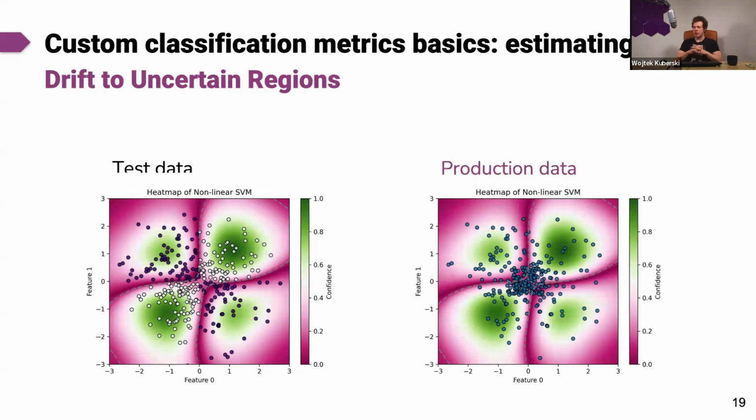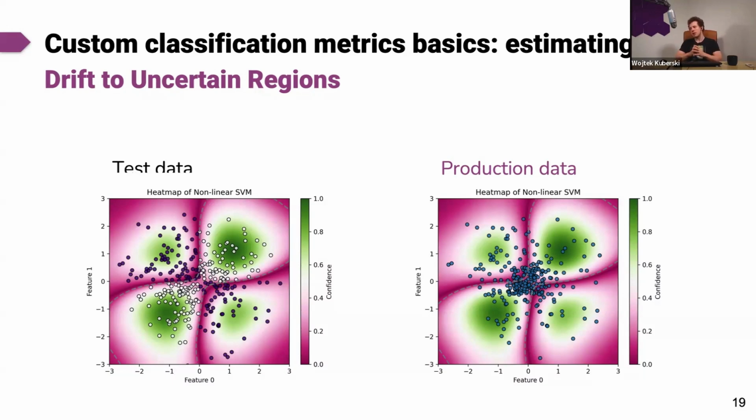And now if we look at the test data, production data, we're going to use the idea of covariate shift, so change in the data distribution, to try to quantify what is the expected level of performance on that chunk of production data. And here we see that the data can actually drift to regions that are more uncertain. For example, much closer to the class boundary.